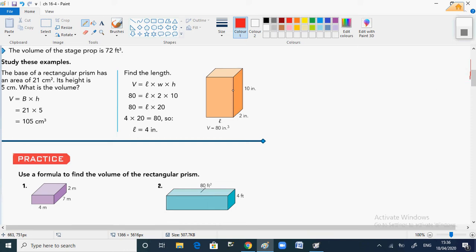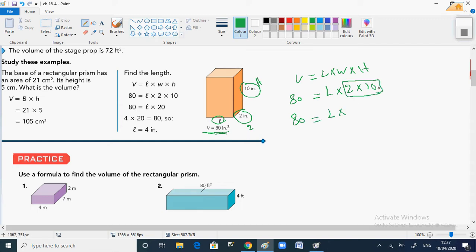I will get 72 cubic feet. Okay? So if I have one measure missing, I will find it by using my formula. For example, here the height is 10, the width is 2, and the length is missing, and I have the volume. Volume is length by width by height. Volume is 80 cubic inches. Length is missing, width is 2, and height is 10. 80 comes down, length comes down, and I multiply the numbers: 2 by 10 is 20. So I want to find the number that, when I multiply it by 20, I will get 80.